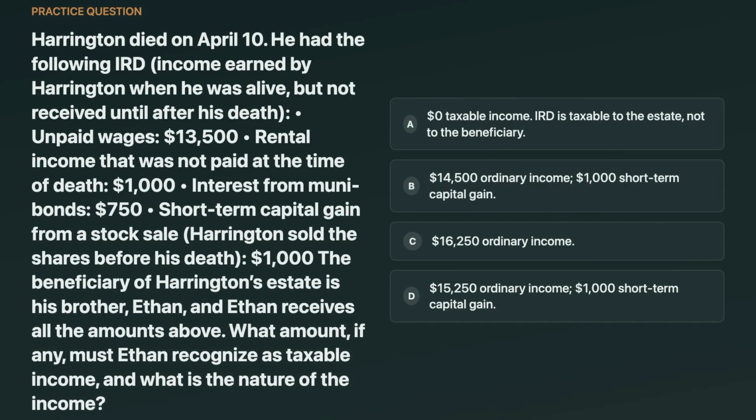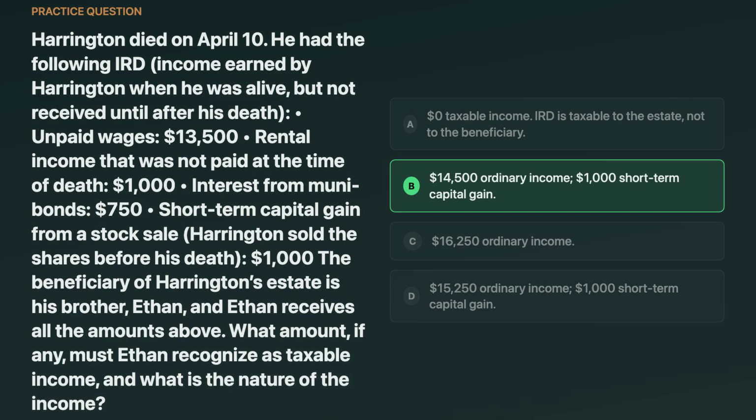Harrington died April 10th. After his death, his brother Ethan receives these items of income in respect of a decedent: unpaid wages of $13,500, unpaid rental income of $1,000, municipal bond interest of $750, and a $1,000 short-term capital gain from a stock sale Harrington made before death. How much taxable income must Ethan recognize, and what's the character?